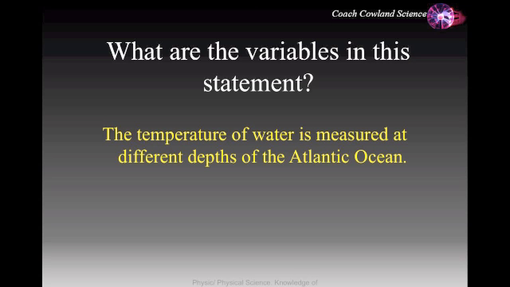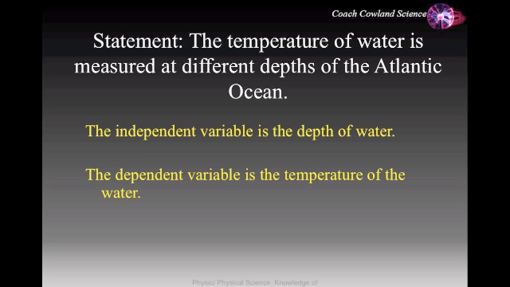Ready? The independent variable is the depth of water. The dependent variable is the temperature of that water. The statement is therefore implying that as the water gets deeper or shallower, the temperature is changing because of the depth.